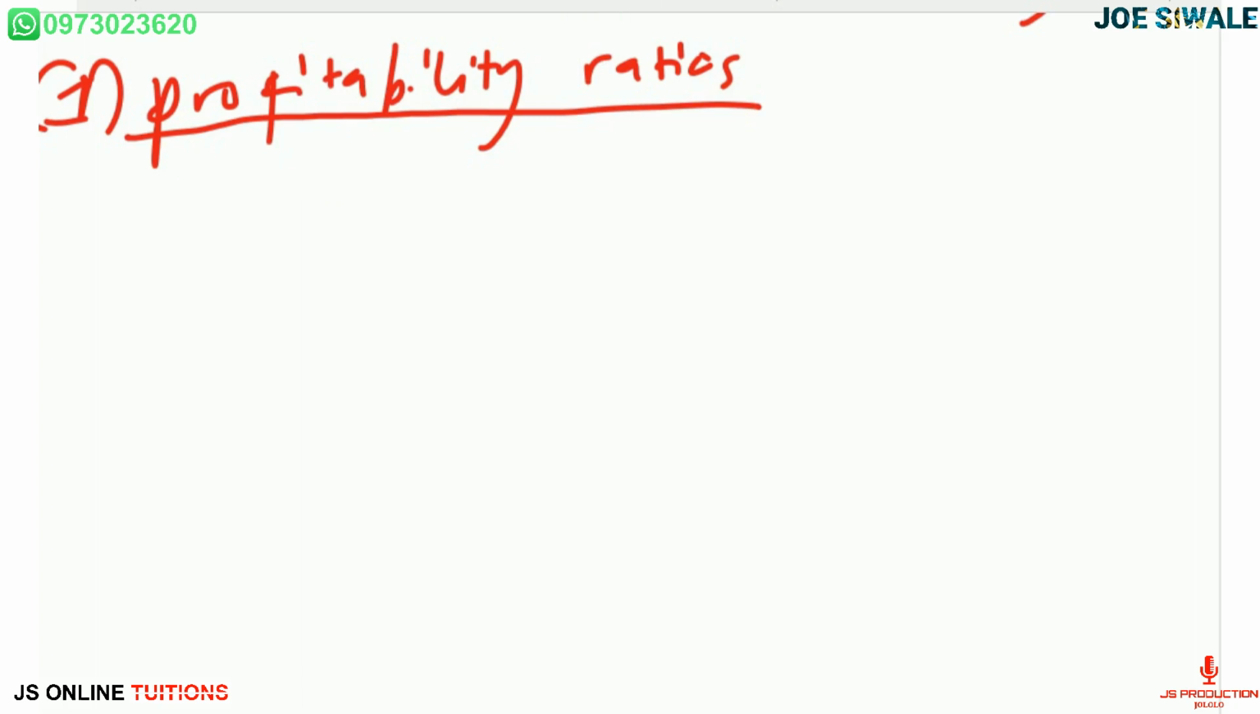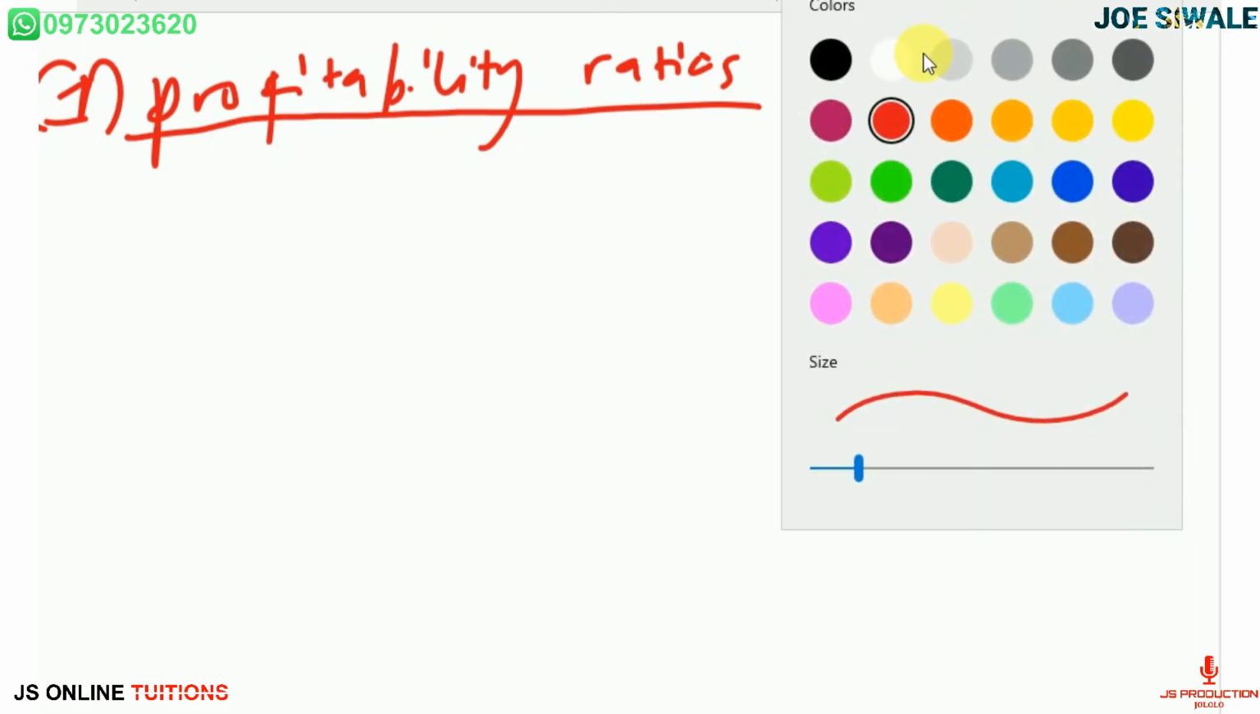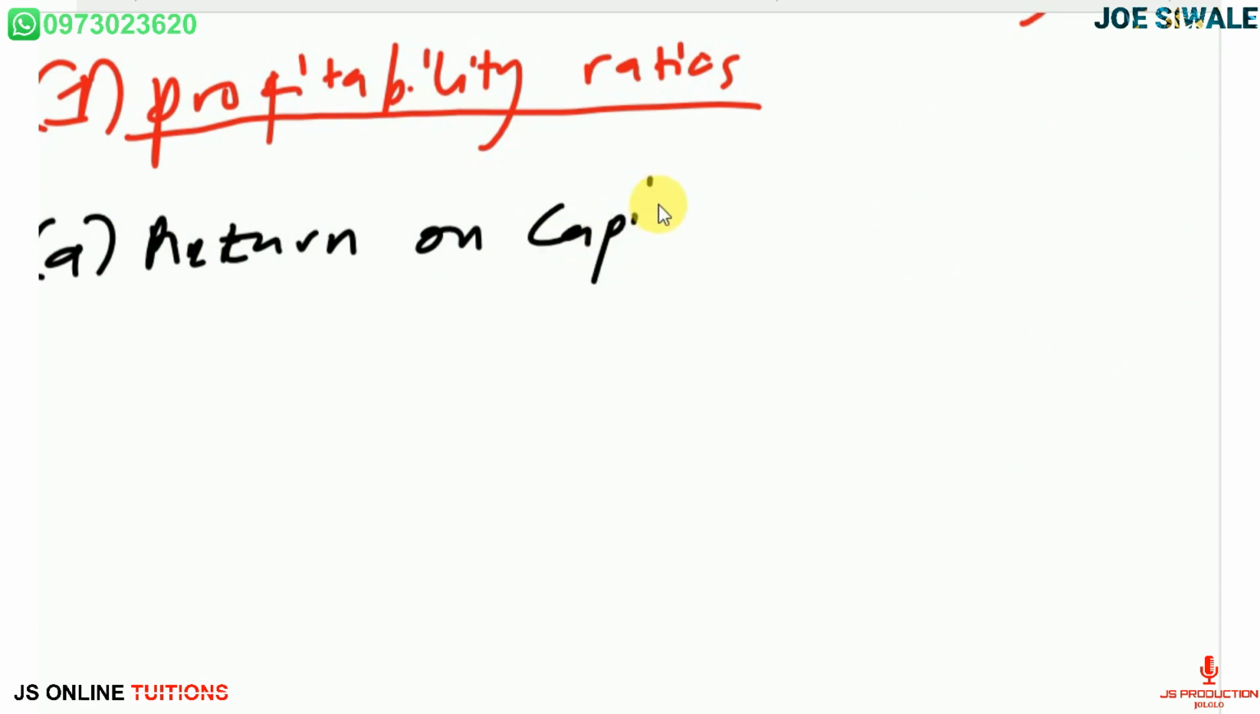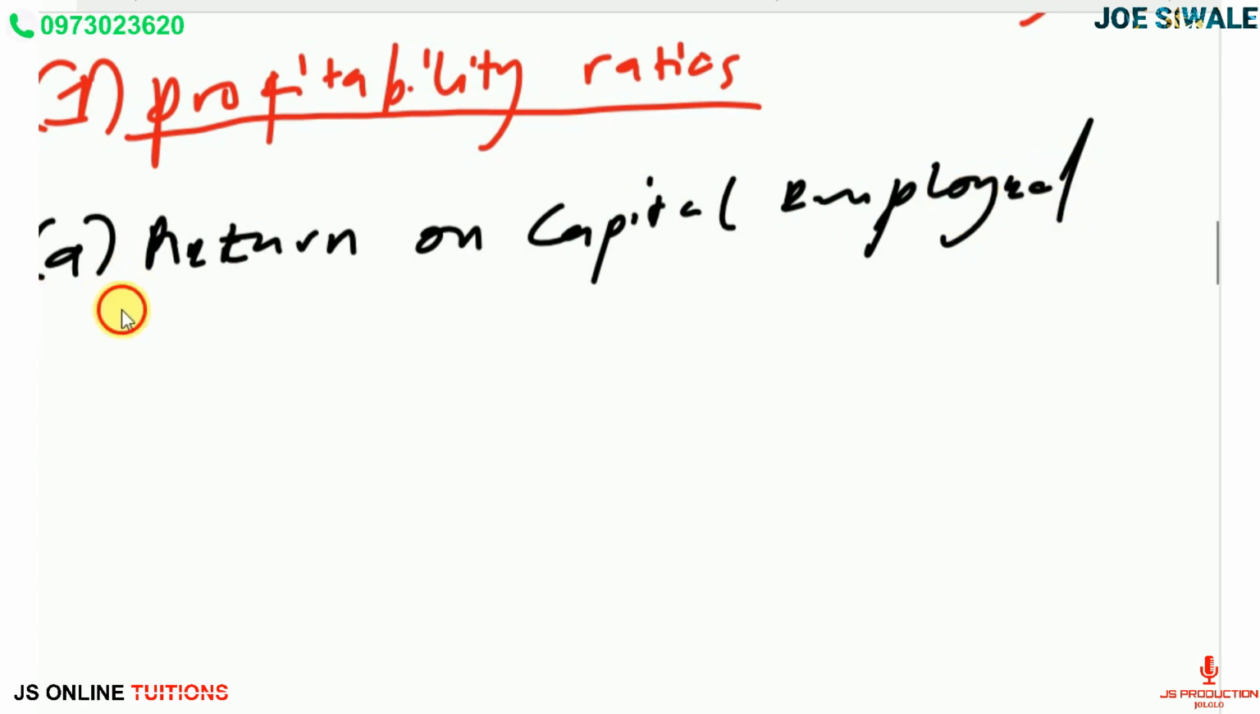First one, we have return on capital employed. So that's our first one. So we have return on capital employed. This is abbreviated as ROCE. So we have return on capital employed, and we find the return on capital employed.